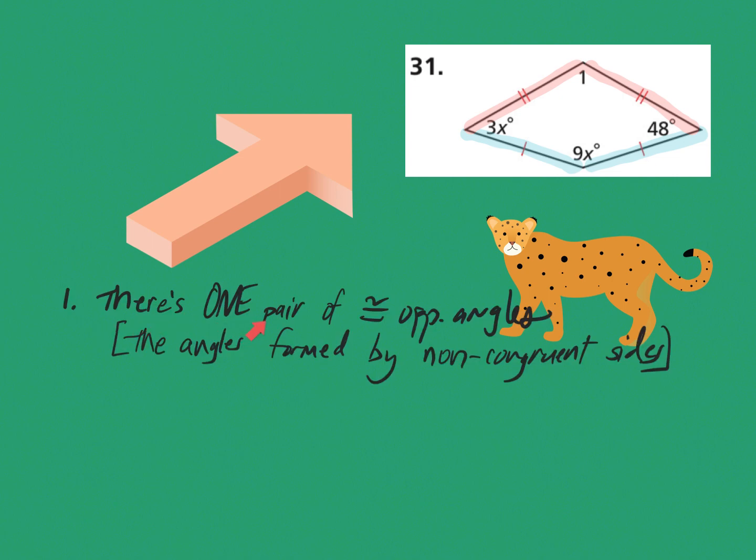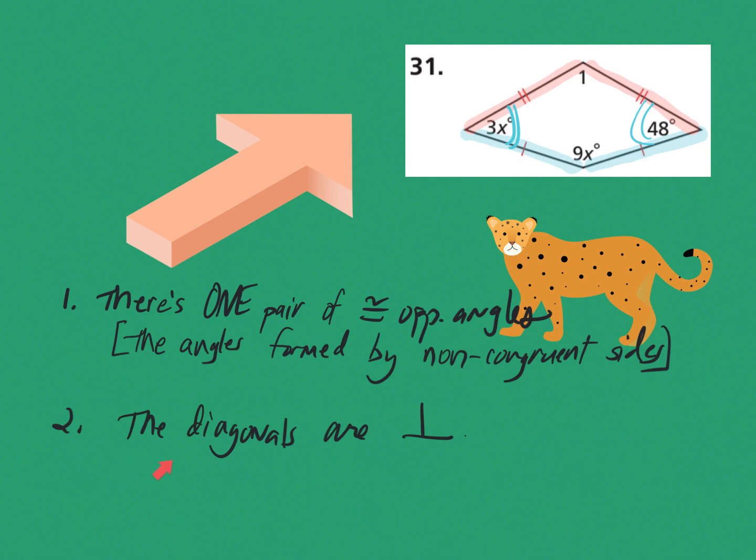What are the properties that we should know about kites? There's exactly one pair of congruent opposite angles in a kite. And which opposite angles will they be? The ones formed by the non-congruent sides. So that means 3x degrees will be equal to 48 degrees. This angle is congruent to this one.